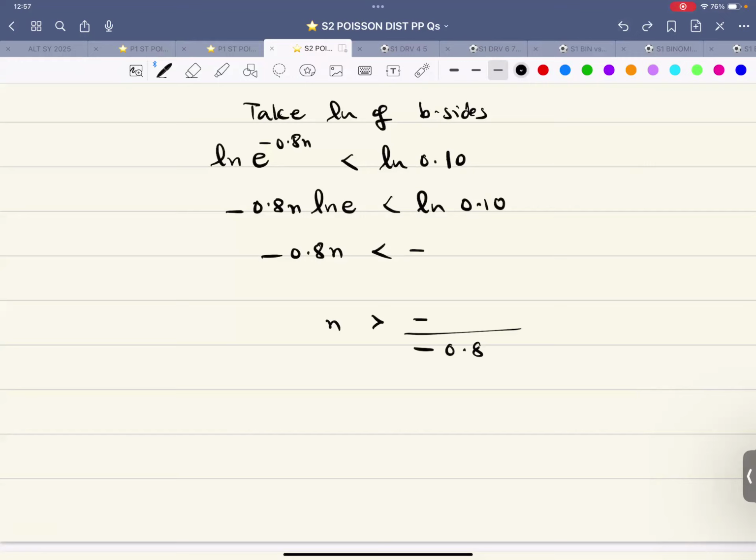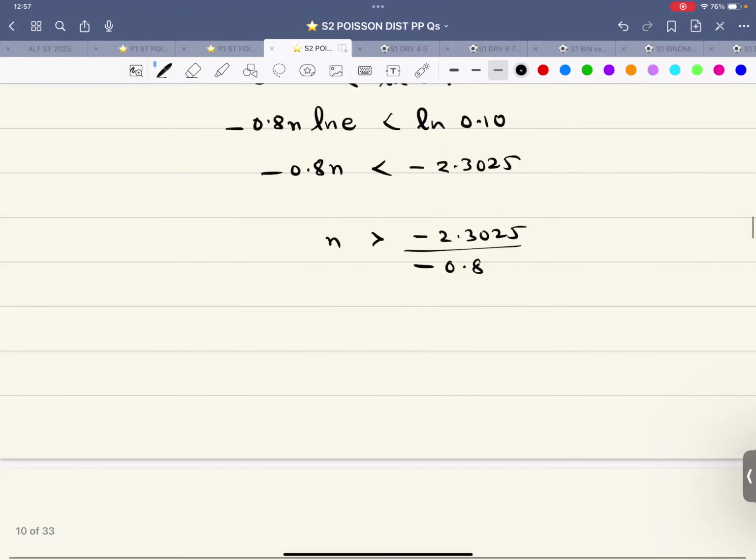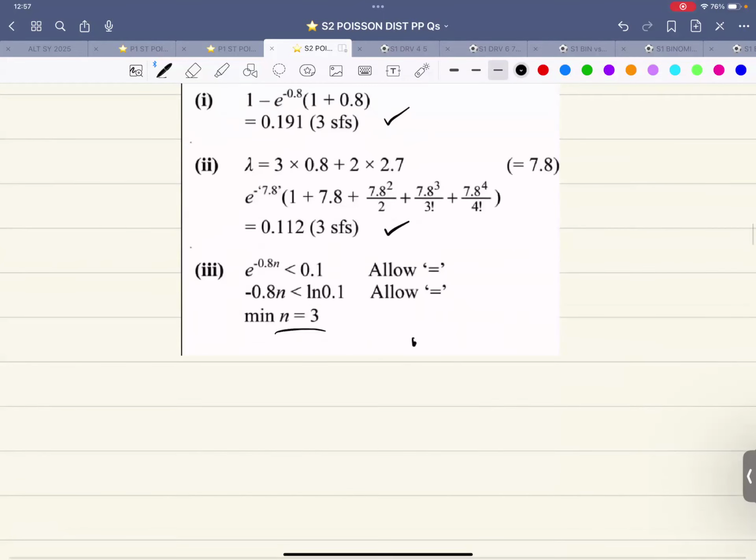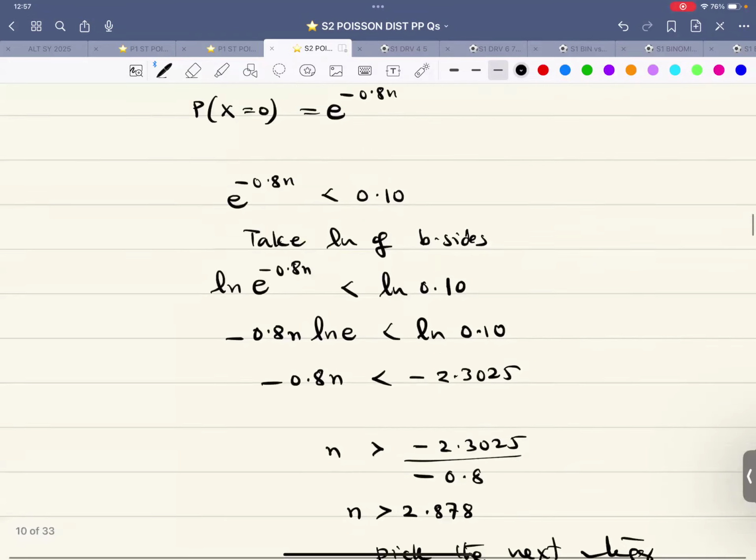So let me also take out my calculator. This is a scientific calculator. This is 0.1. I'm pressing the ln. This comes out to be negative 2.3025. 2.3025 divided by 0.8 comes out to be n is greater than 2.878. Pick the next integer. It's not about rounding off, it's just picking the next integer. So n comes out to be 3, and that is how this question is done.